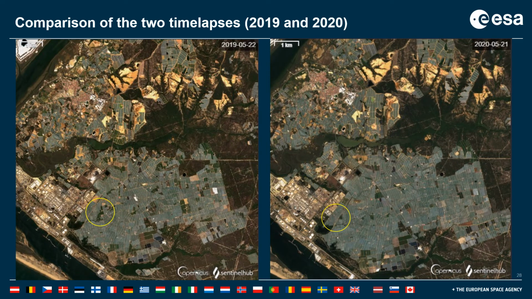Here we are at the end of May, specifically on the 22nd of May 2019, where they had already started to remove the plastic sheet in preparation for the harvest, whereas in 2020, such activity of removing the plastic sheets is much less visible. This is a delay in the start of the harvest.